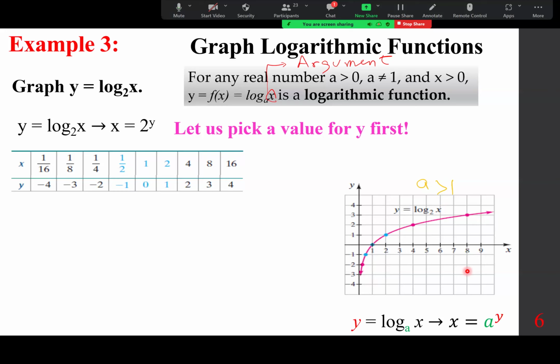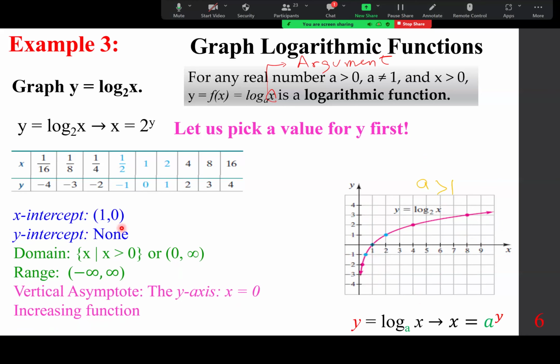What do we notice? We have the x-intercept at 1, 0. We don't have a y-intercept. Domain is from 0 to infinity. There is a vertical asymptote, which gives us the equation x equals 0. Range, there is no restriction, all real numbers, and that's an increasing function. So x-intercept 1, 0, y-intercept none, domain 0 to infinity, range minus infinity to infinity, vertical asymptote, the y-axis, x equal to 0, it's an increasing function.